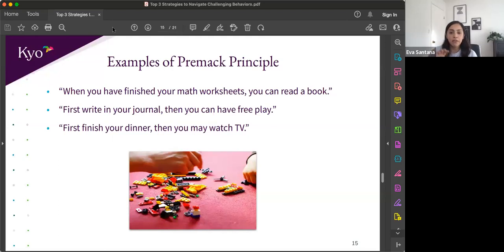Again, always that first activity or first task is always that non-preferred or more difficult task, and that then is always that reinforcer.